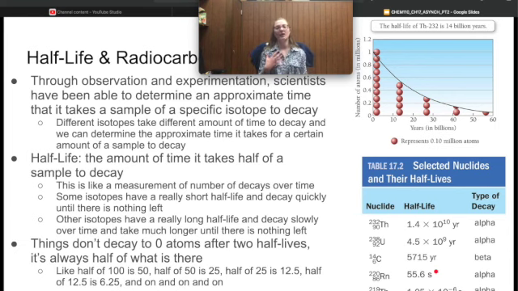However, what I want to make sure you know here is that things don't just decay to 0 atoms after 2 half-lives. A half-life is always half of what is there. So half of 100 is 50. Half of 50 is 25. Half of 25 is 12.5. Half of 12.5 is 6.25. And so on and so on. So a half-life is the amount of time it takes for half of the sample to decay, and you have a new sample size every time a half-life occurs, and on and on.